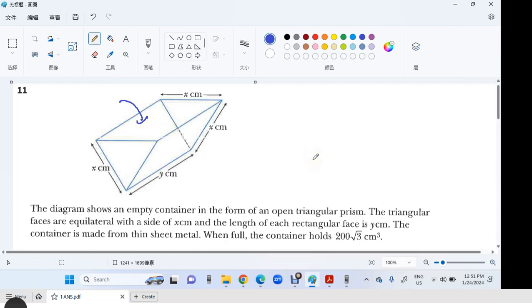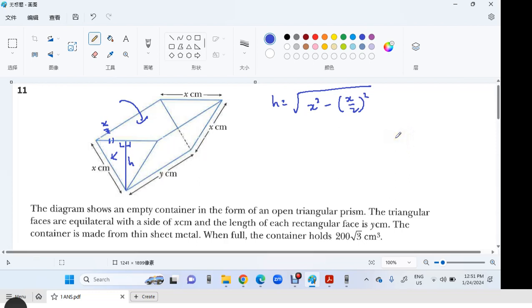For this kind of question, normally we will have two equations. The first equation is to relate the two formulas. This one is an equilateral triangle, so I can cut it in half. Then this one will be x over 2. By Pythagoras theorem, this height will be the square root of x squared minus (x over 2) squared.